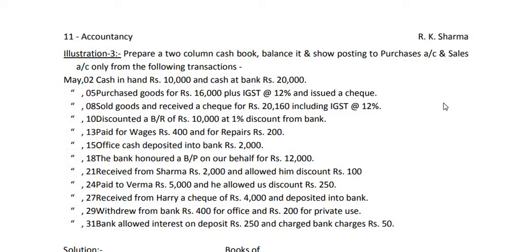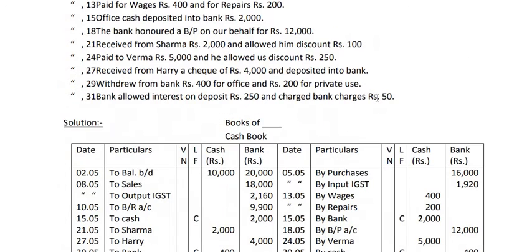So the question is like this: May 2, cash in hand 10,000 and cash at bank 20,000. So these are the opening balances. To balance b/d cash, to balance b/d bank. See how it is written: to balance b/d cash 10,000, bank 20,000. So these are two opening balances of cash and bank on 2nd May.